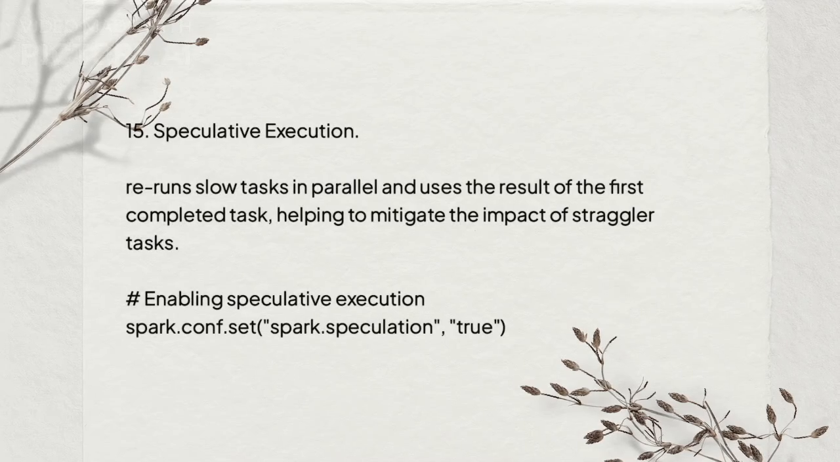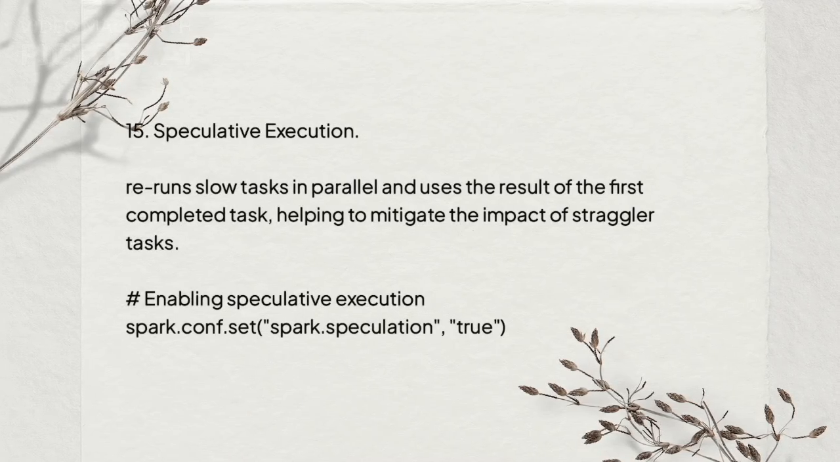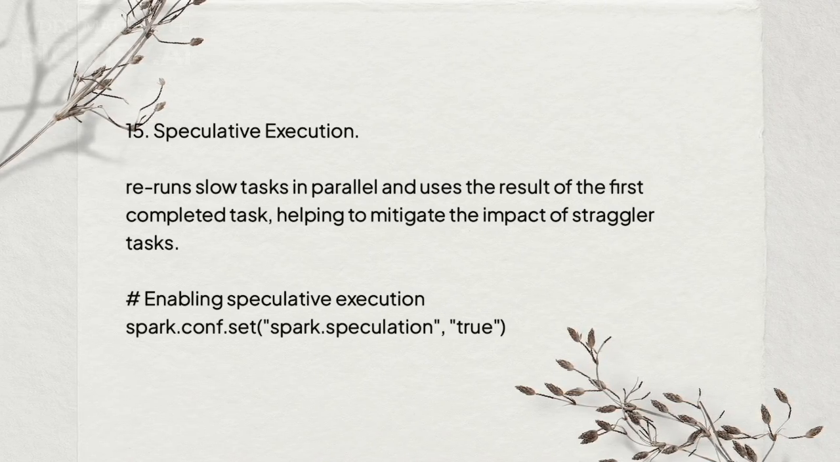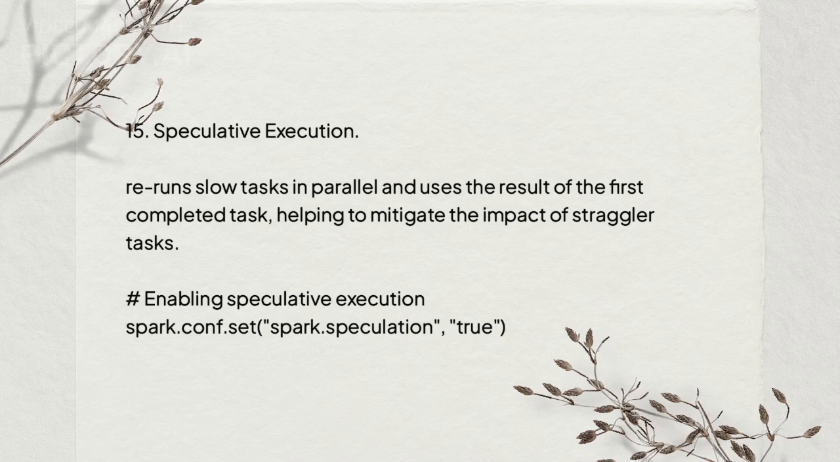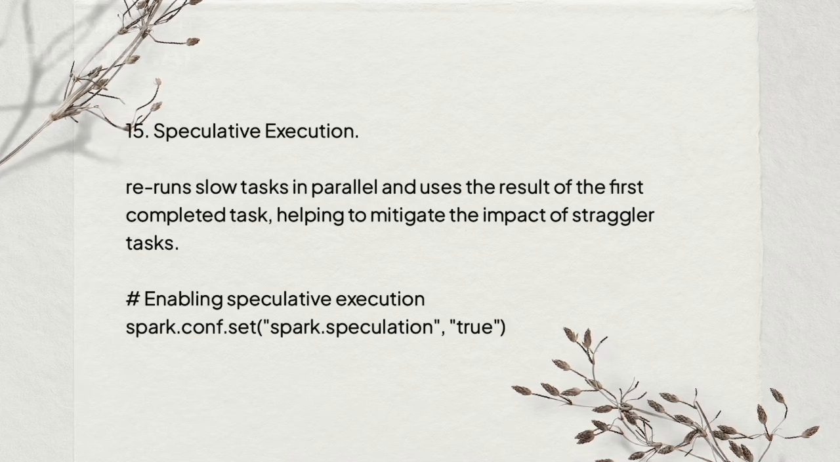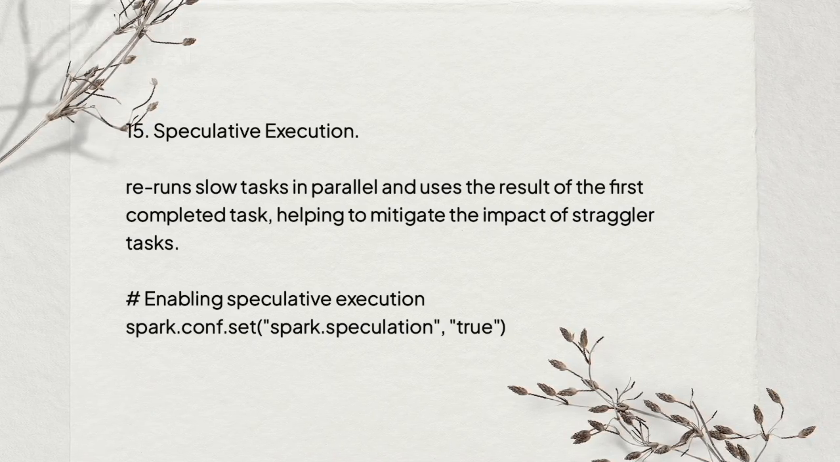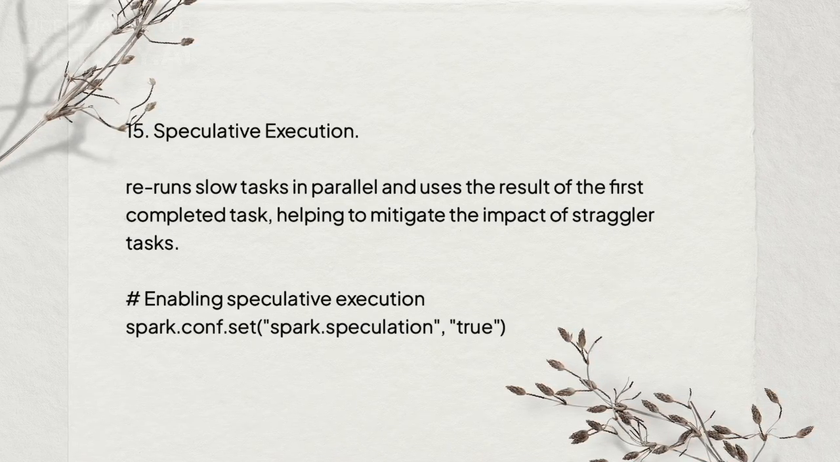15. Speculative execution. Speculative execution reruns slow tasks in parallel and uses the result of the first completed task, helping to mitigate the impact of straggler tasks. Enabling speculative execution: spark.conf.set("spark.speculation", "true").